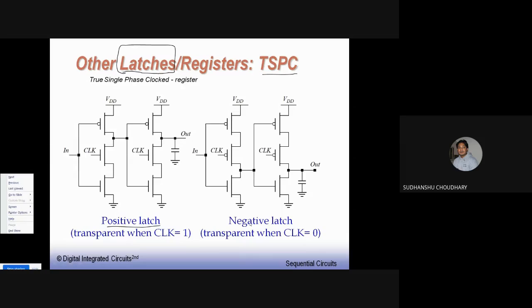Similarly, a negative latch can be implemented, which is transparent when clock is 0. When clock is 0 over here, this PMOS transistor is on. Whatever you supply here, the complement of that comes over here, and then finally the complement of this comes over here. So this becomes equal to input. So output is equal to input again. This is a negative latch because it is transparent when clock is 0, that is, output is equal to input when clock is 0.